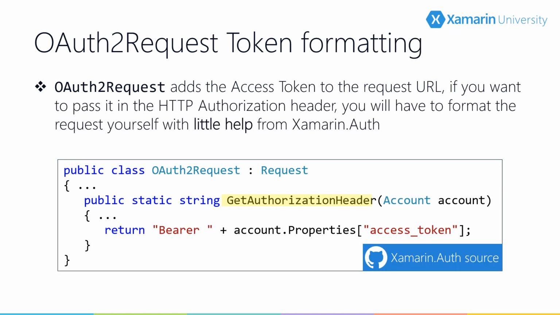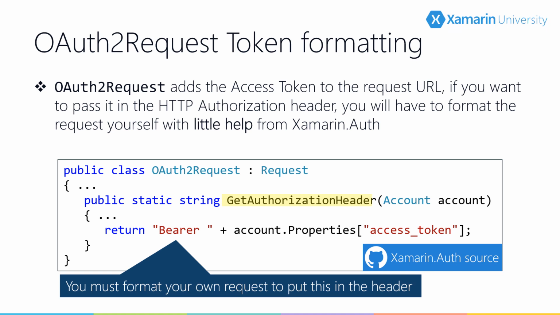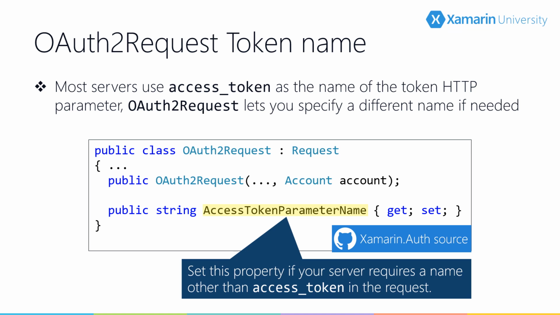Now, OAuth2 request adds the access token to the request URL, and if you want to pass it in to the HTTP authorization header, you'll have to format the request yourself. And XamarinAuth can help you with this step as well. You're going to call the getAuthorizationHeader method on the request instance, which will return the access token, and you'll then need to format your own request to place this in the header. Now, most servers use access token as the name of the token HTTP parameter, and OAuth2 request lets you specify a different name if your service requires it. So to change the name, set the access token parameter name property on the OAuth2 request.